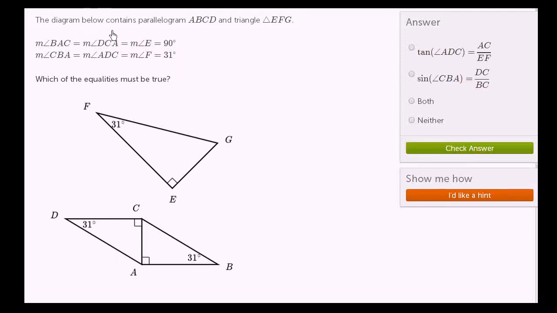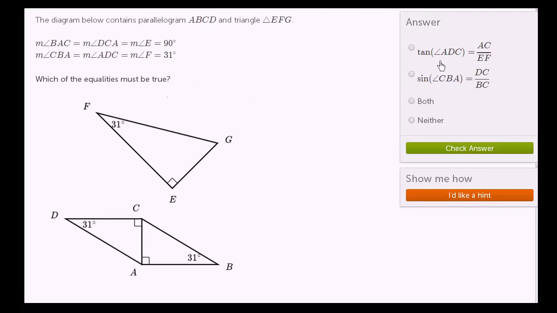The diagram below contains parallelogram ABCD and triangle EFG. They tell us which of the angles have a measure of 90 degrees, and they label it here as well. And they tell us which of the angles have a measure of 31 degrees, and they label it here as well. Which of the qualities must be true? I encourage you to now pause this video and try to figure this out on your own.